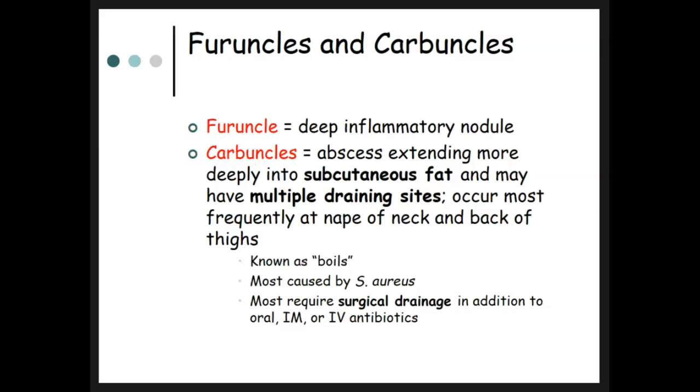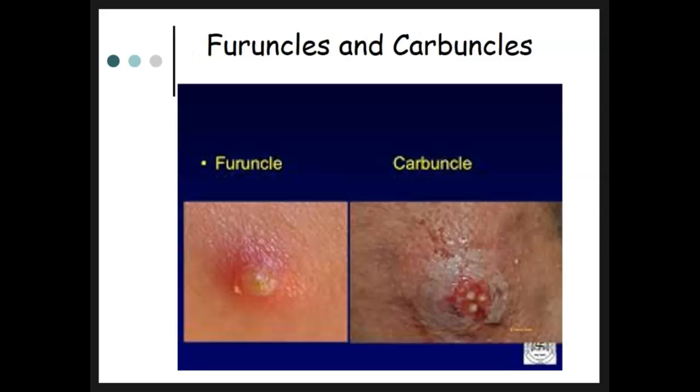Carbuncles are also known as boils, most commonly caused by Staph aureus. And in addition to antibiotics, these carbuncles may require surgical drainage. So not just regular oral antibiotics either, maybe even IV antibiotics. So this is what a furuncle looks like. This is more on the surface of the skin, and then this is a carbuncle with multiple draining sites.